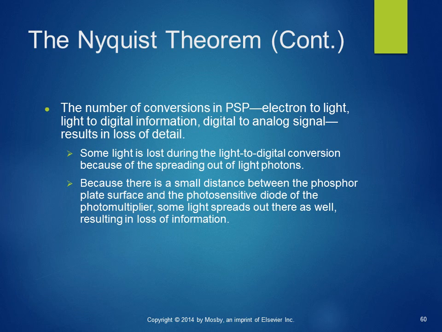Nyquist theorem continued. The number of conversions in PSP, electron to light, light to digital information, and digital to analog signal results in loss of detail. Some light is lost during the light to digital conversion because of the spreading out of light photons. Because there is a small distance between the phosphor plate surface and the photosensitive diode of the photomultiplier, some light spreads out there as well, resulting in loss of information.